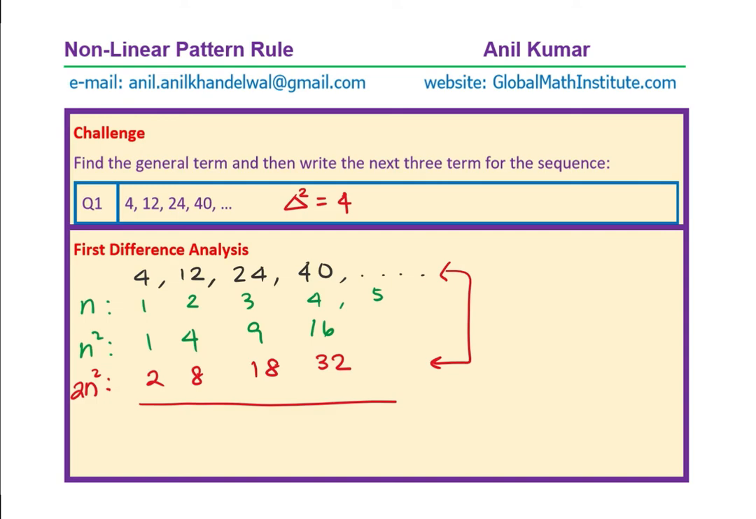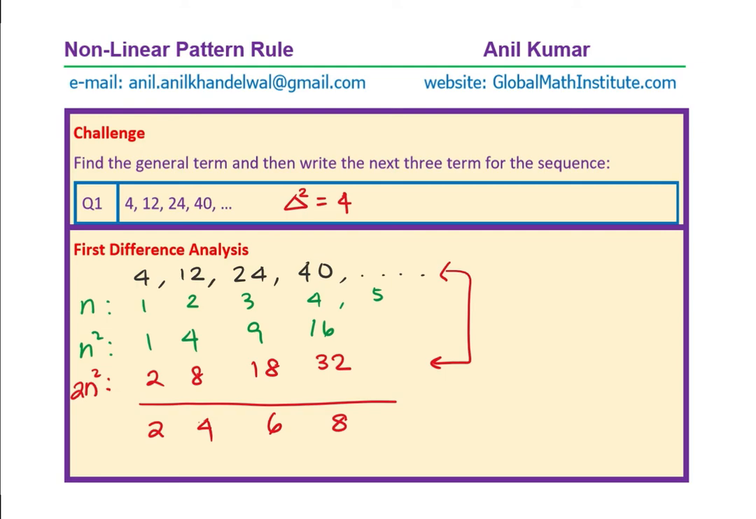4 take away 2 is 2. 12 take away 8 is 4. 24 take away 18 is 6. 40 take away 32 is 8. So do you see how it is adding up? 2, 4, 6, 8.